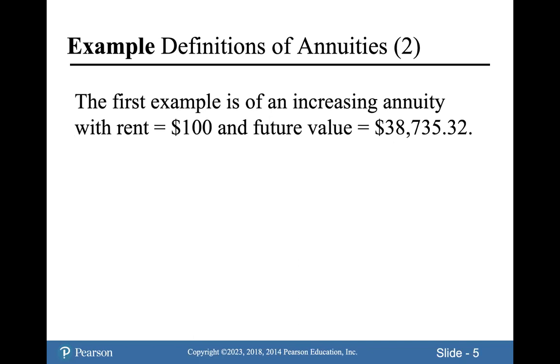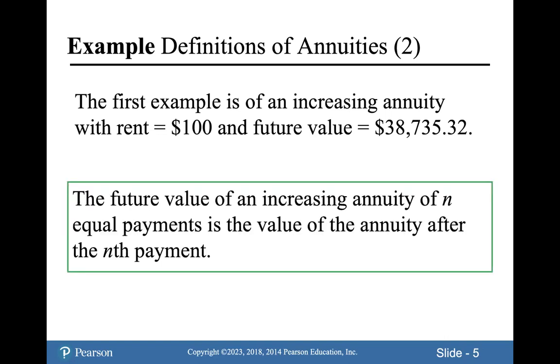The first example is of an increasing annuity with a rent of $100 and a future value of $38,735.32. The future value of an increasing annuity of n equal payments is the value of the annuity after the nth payment.